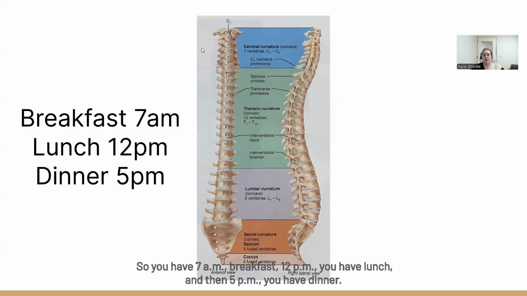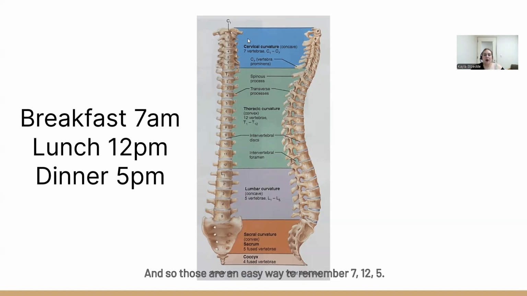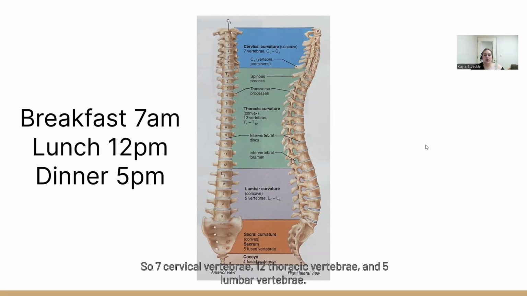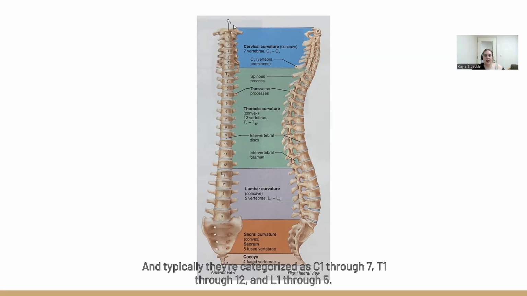So you have 7 a.m. breakfast, 12 p.m. you have lunch, and then 5 p.m. you have dinner. And so those are an easy way to remember 7, 12, 5. So 7 cervical vertebrae, 12 thoracic vertebrae, and 5 lumbar vertebrae. And typically they're categorized as C1 through 7, T1 through 12, and L1 through 5. And then the sacral vertebrae, since they're fused, they don't really have individual numbers, and same with the coccyx.